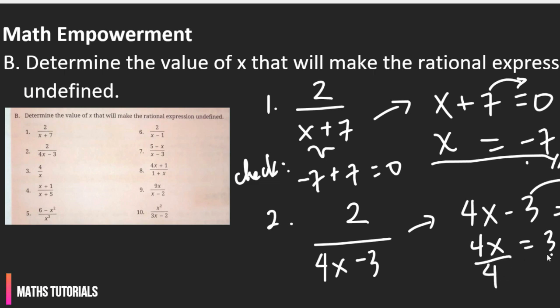So dividing both by 4. Why do we need to divide both by 4? Because we need to solve for x. And dividing that by 4 will cancel out the coefficient 4 beside x. So then we have x is equal to 3/4 or 0.75 if you want to express that in decimal.